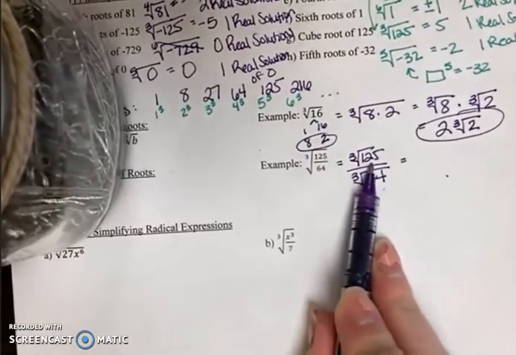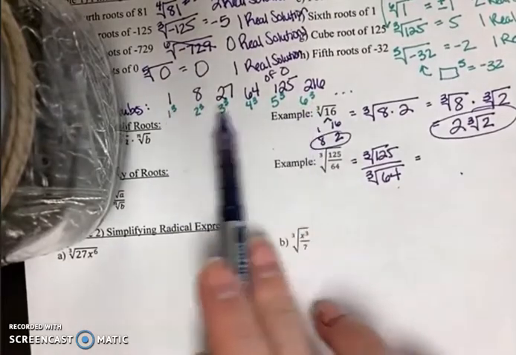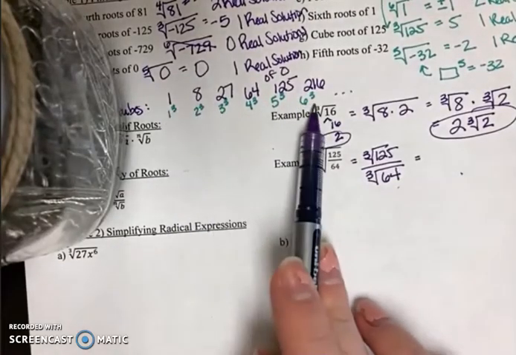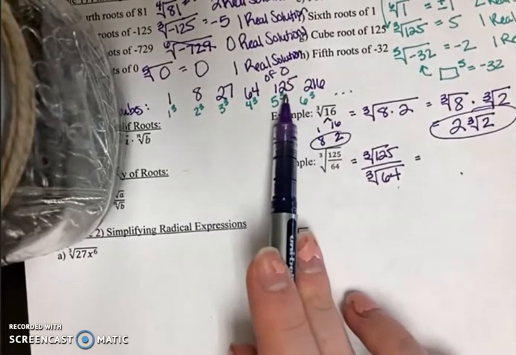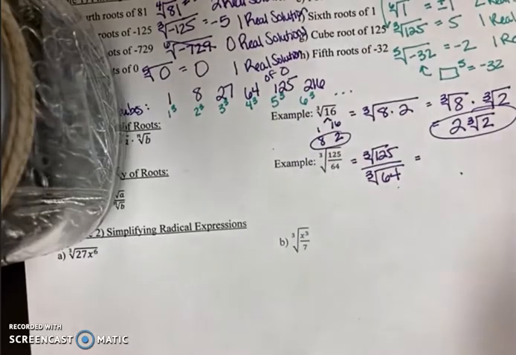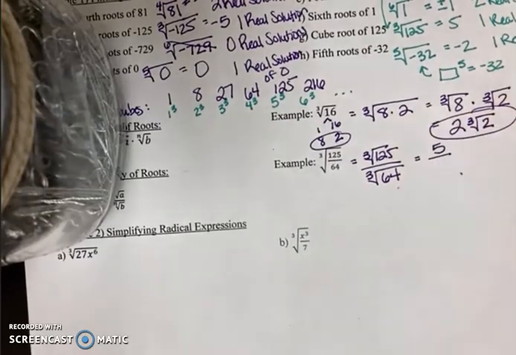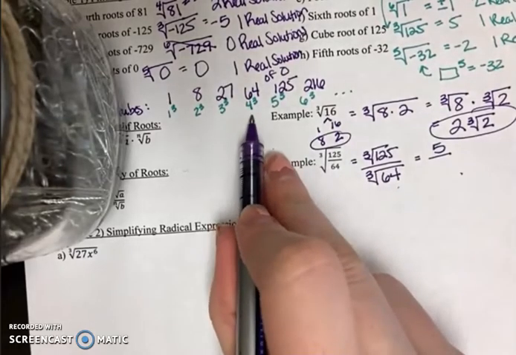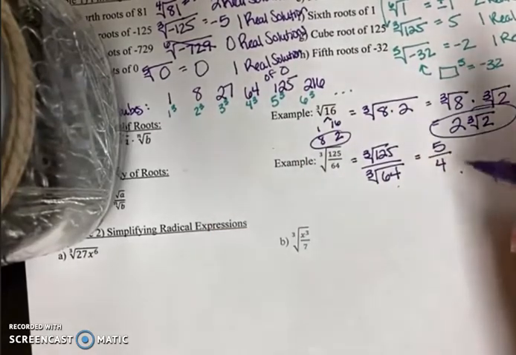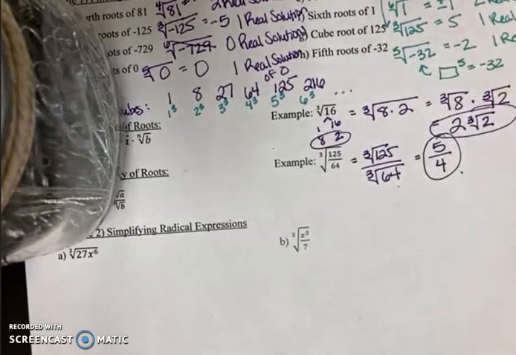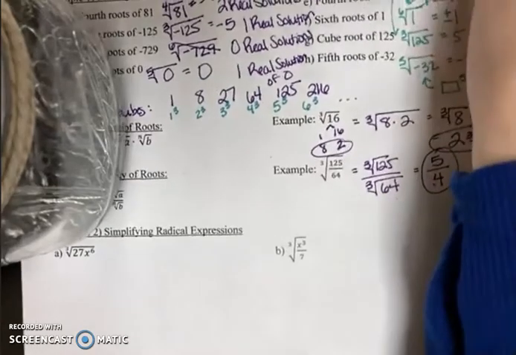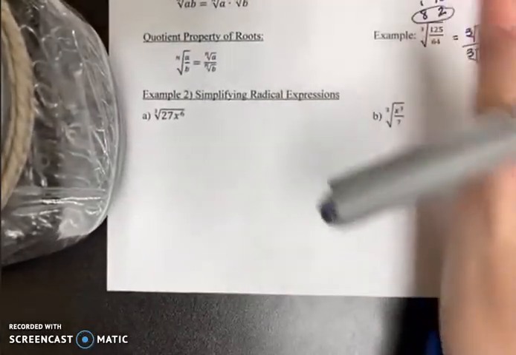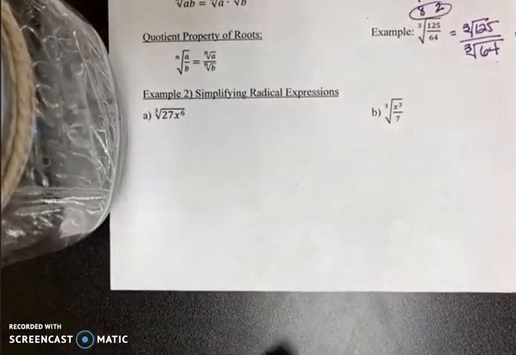Now here's our list of perfect cubes. 125 is the perfect cube of 5. So I can rewrite that as 5. 64 is the perfect cube of 4, meaning the answer is 5/4. I know it seems a bit tricky right now. Let's keep practicing just to see how we do. Okay.